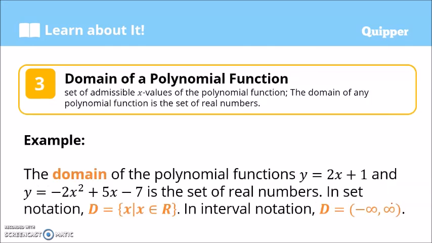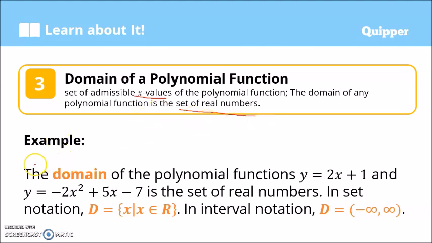The domain of a polynomial function. When we say the domain, these are the set of admissible x values of a polynomial function. Okay? So, remember this, x values of the polynomial function. The domain of any polynomial function is the set of real numbers. Ibig sabihin, lahat ng values ng x of a polynomial function is the set of all real numbers. So, kahit na anong numbers, pwede siyang decimals, pwedeng fractions, pwedeng rational, irrational numbers, pwede.